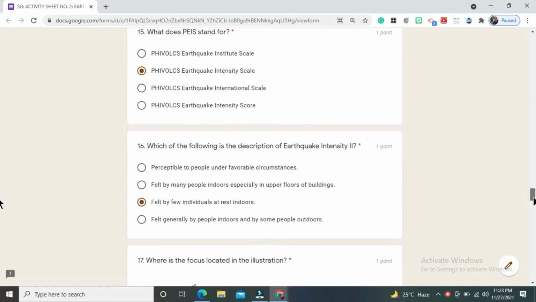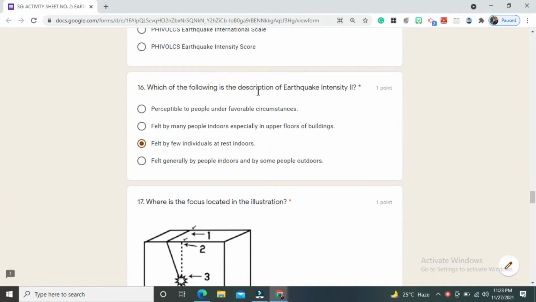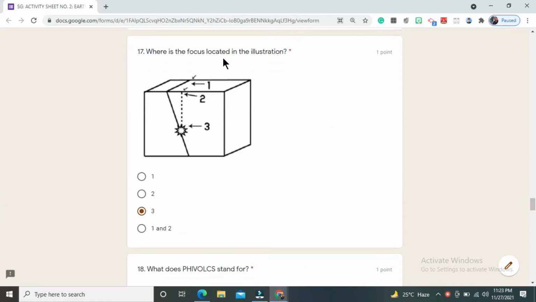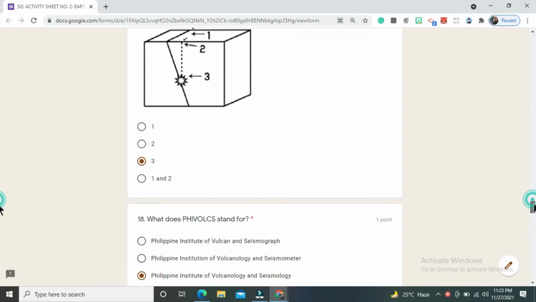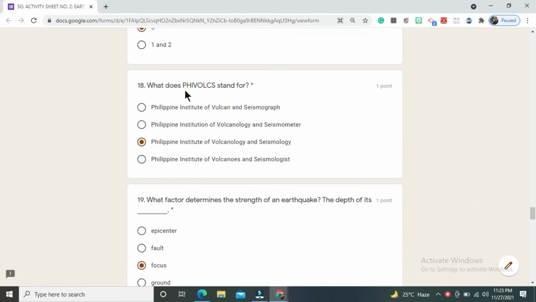Question number 16. Which of the following is the description of earthquake intensity 2? The correct answer is felt by few individuals at rest indoors. Question number 17. Where is the focus located in the illustration? The correct answer is number 3. Question number 18. What does PHIVOLCS stand for? The correct answer is Philippine Institute of Volcanology and Seismology.